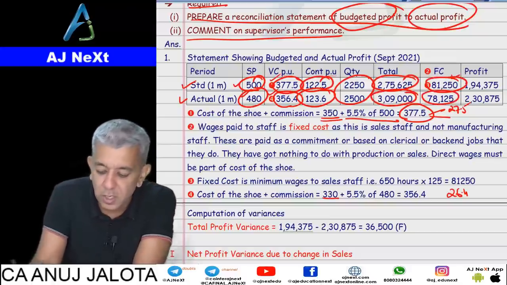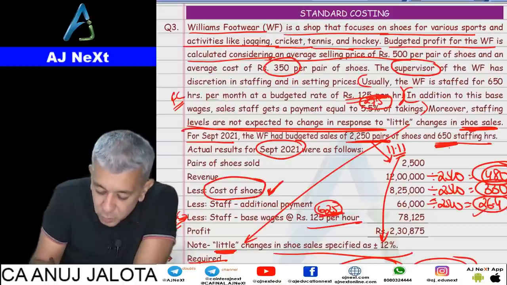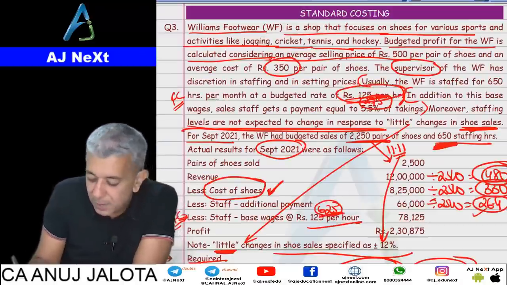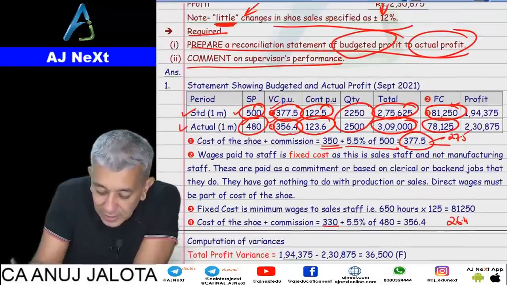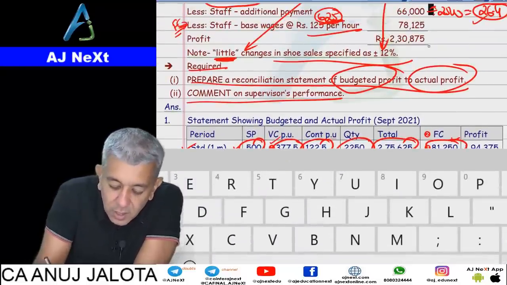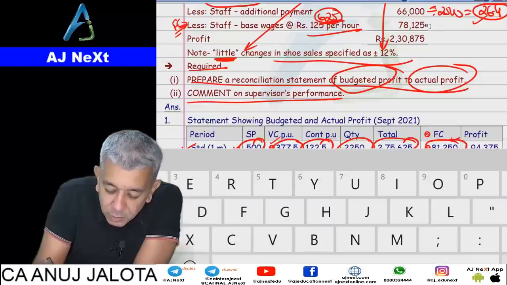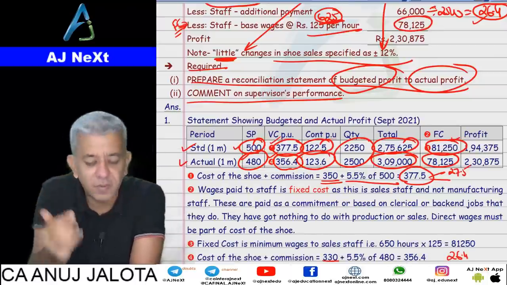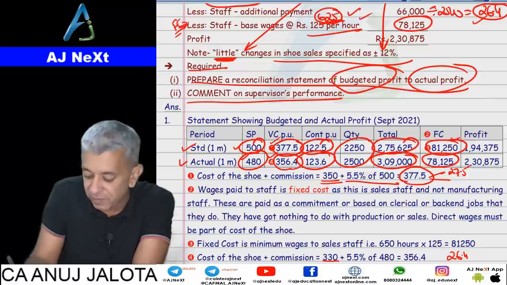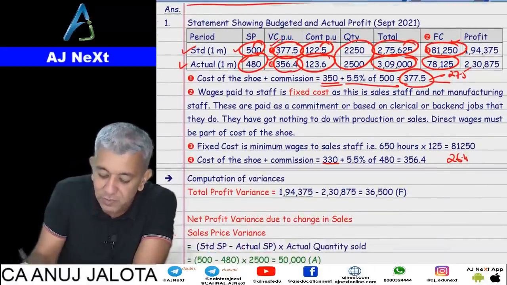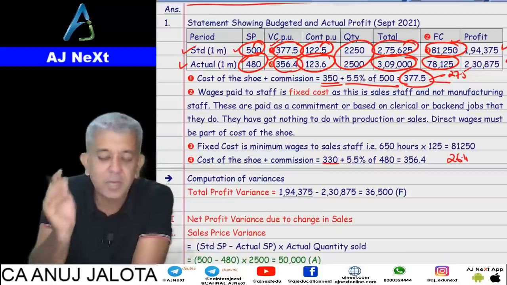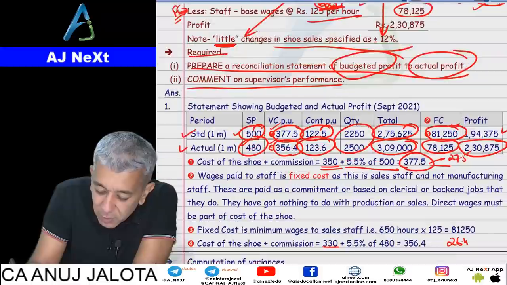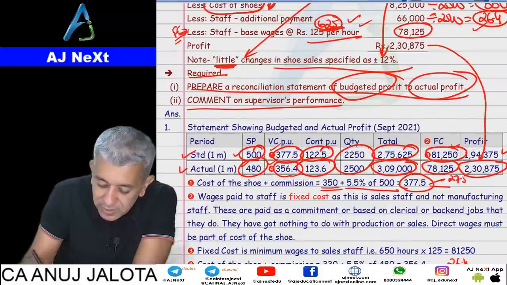Your fixed cost was supposed to be 650 hours at the rate of 125 per hour. But in reality, it was 78,125. Its breakup will be 625 hours at the rate of 125 per hour. So those two numbers we have written over here. You subtract, you will be getting your profit. In fact, this profit will tally with your reconciliation statement also, 23,875.